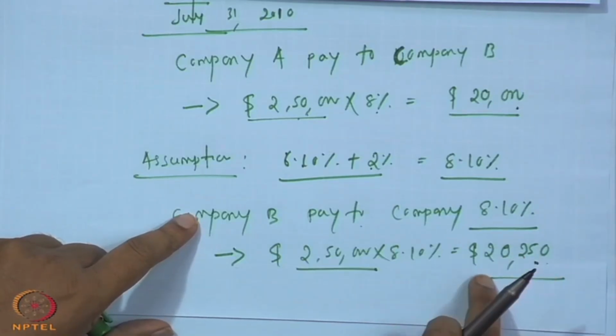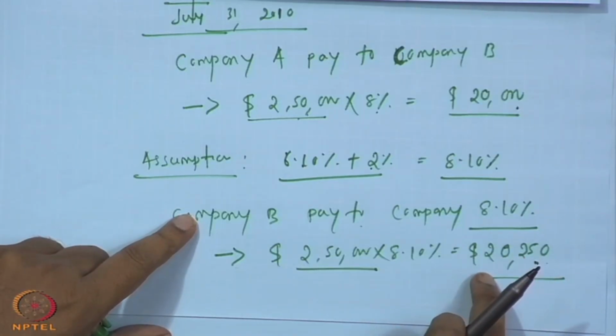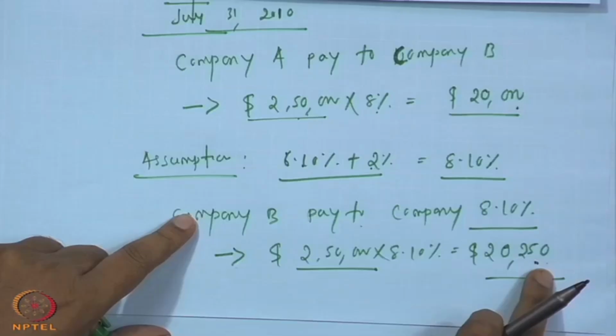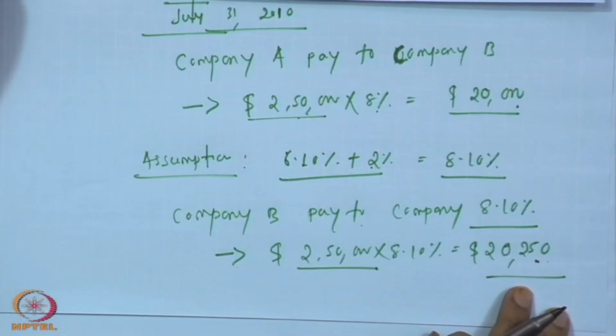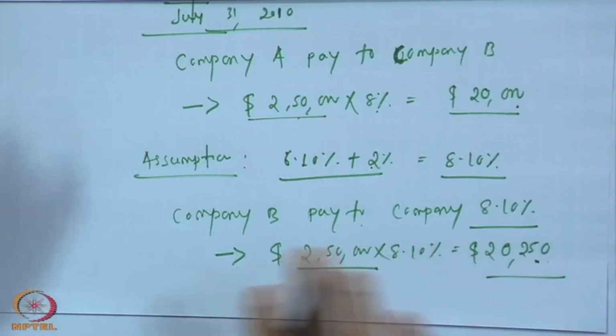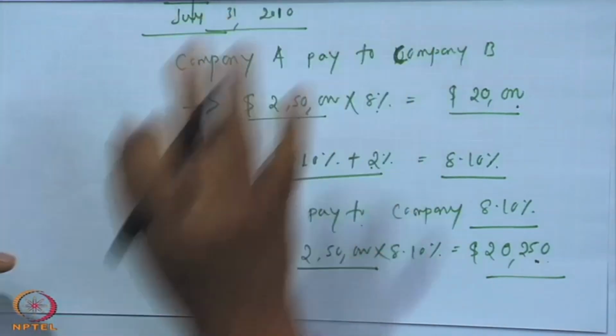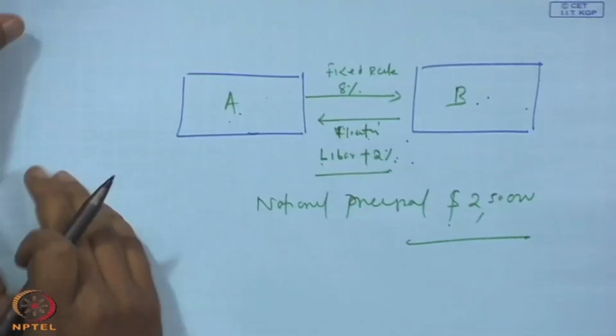So, the net transaction, the net surplus, is only for company A. So, company B will pay $250 to company A, the net surplus transfer is $250 to company A. Suppose this transaction takes place on a yearly basis.